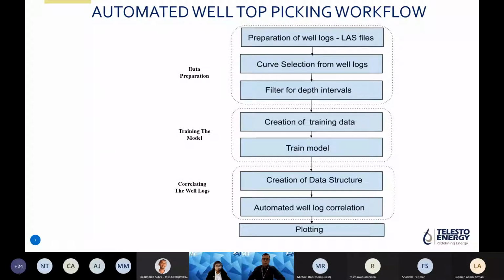So once we train the model, and we have a data structure from where the data is stored and read from, upon applying these machine learning algorithms, the automated well log correlation is performed and plotted.